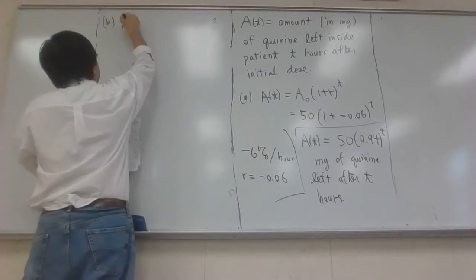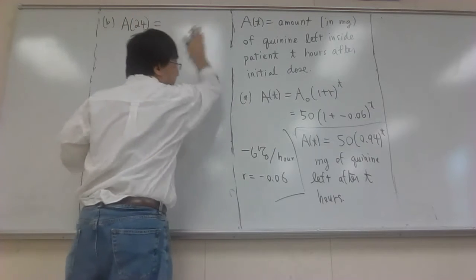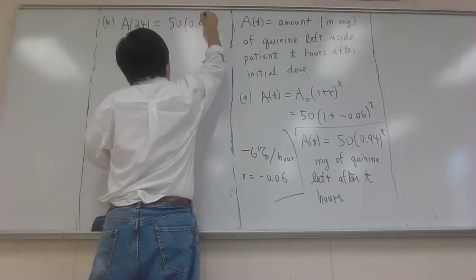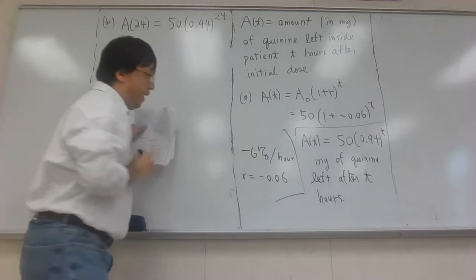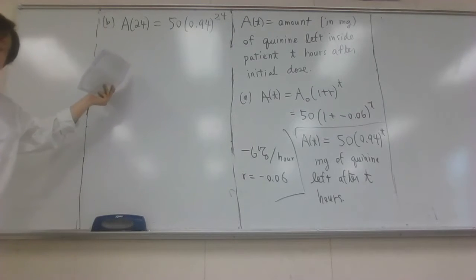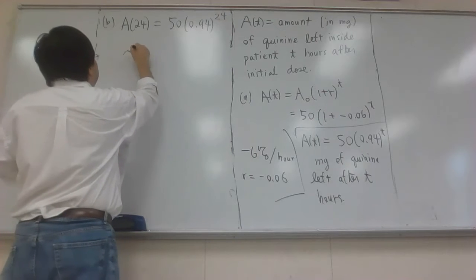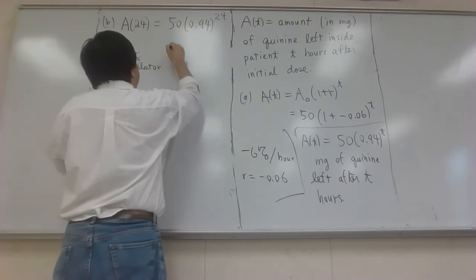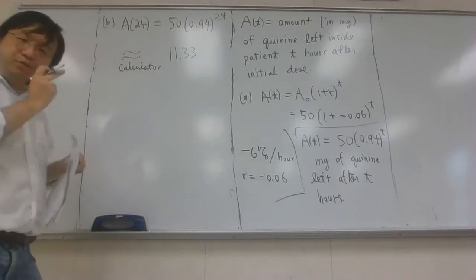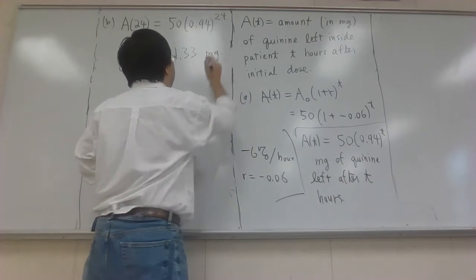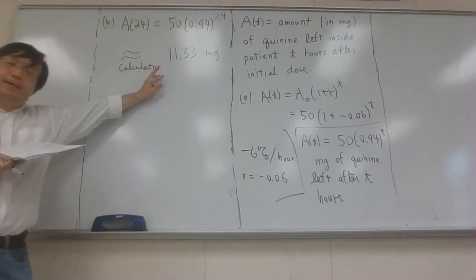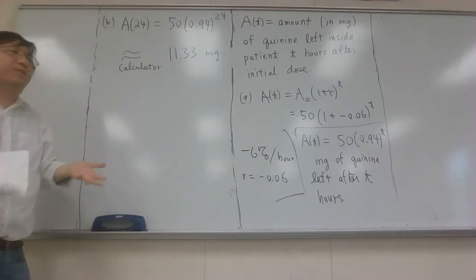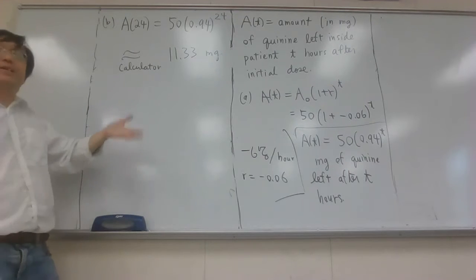So A(24) is 50 times 0.94 to the power of 24. To calculate this, you need to use a calculator. If you use a calculator, you get around 11.33. And don't forget to write down the units, milligrams. So this many milligrams of the drug is still inside the person after 24 hours, after a night and a day. So after a night and a day, there's about 1/4 to 1/5 of the drug still left inside the person.